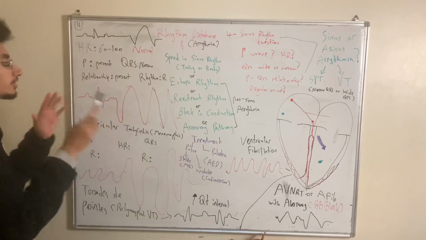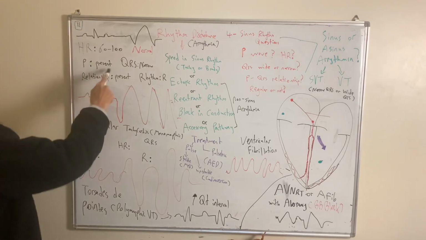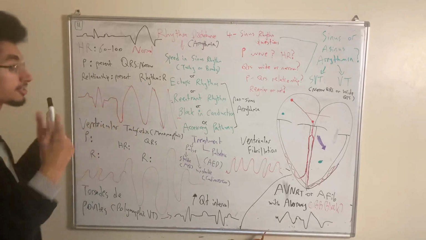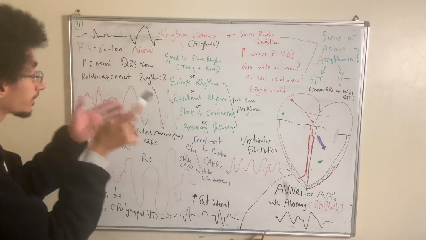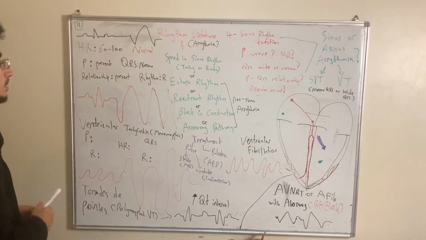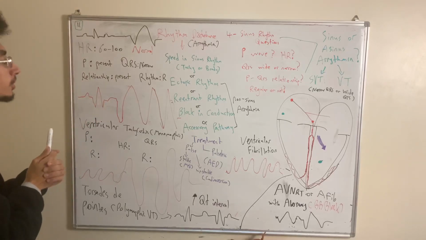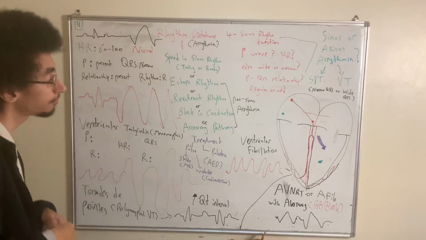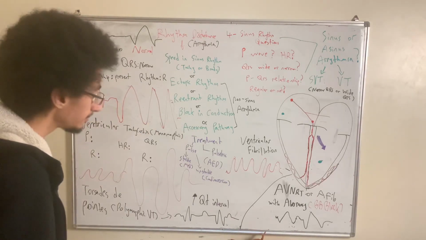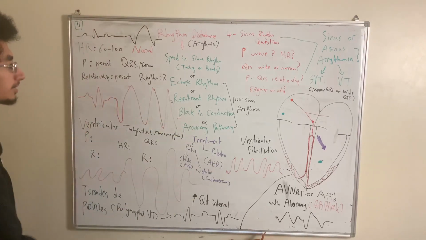Normal because the heart rate is within the normal range. The P wave is present. The QRS is narrow, so 0.08 seconds or less in duration. The relationship between the P wave and the QRS is present, and the rhythm should be regular. Alright? Now let's talk about ventricular tachyarrhythmias.